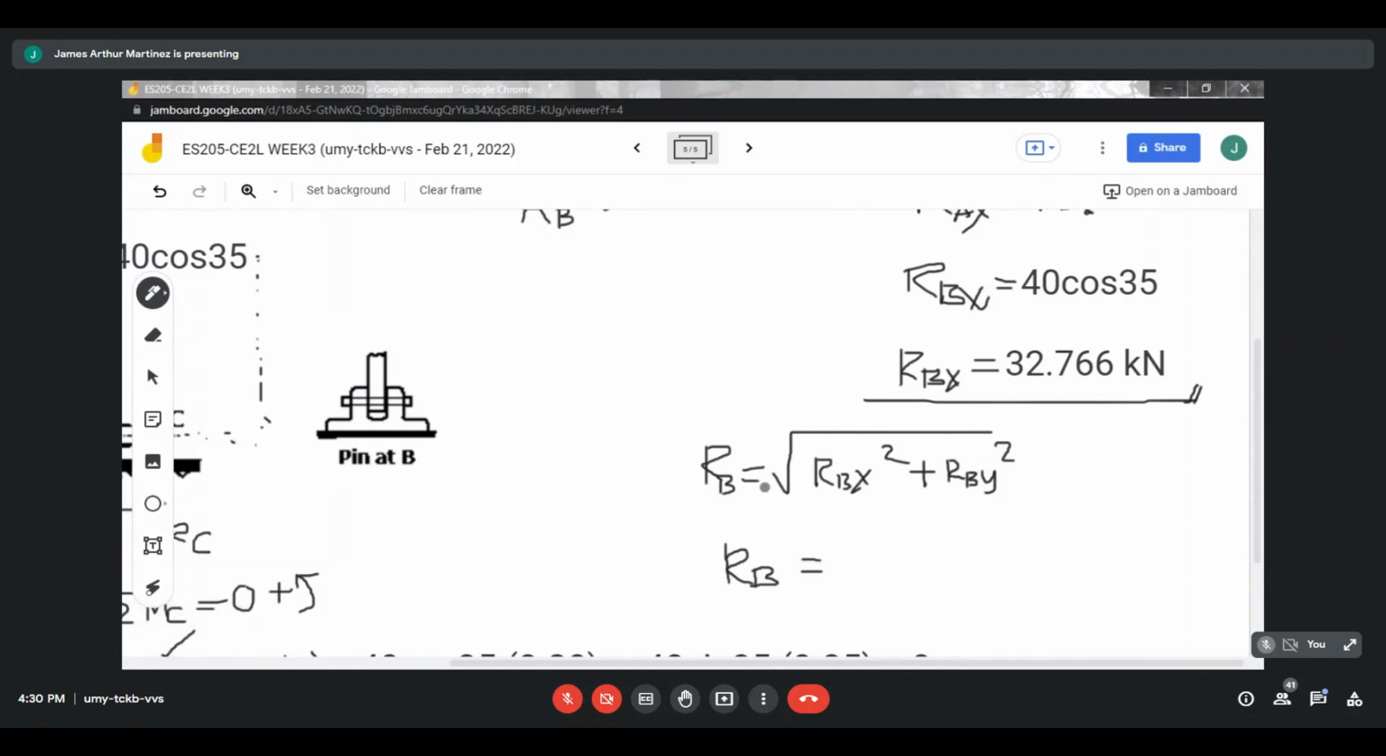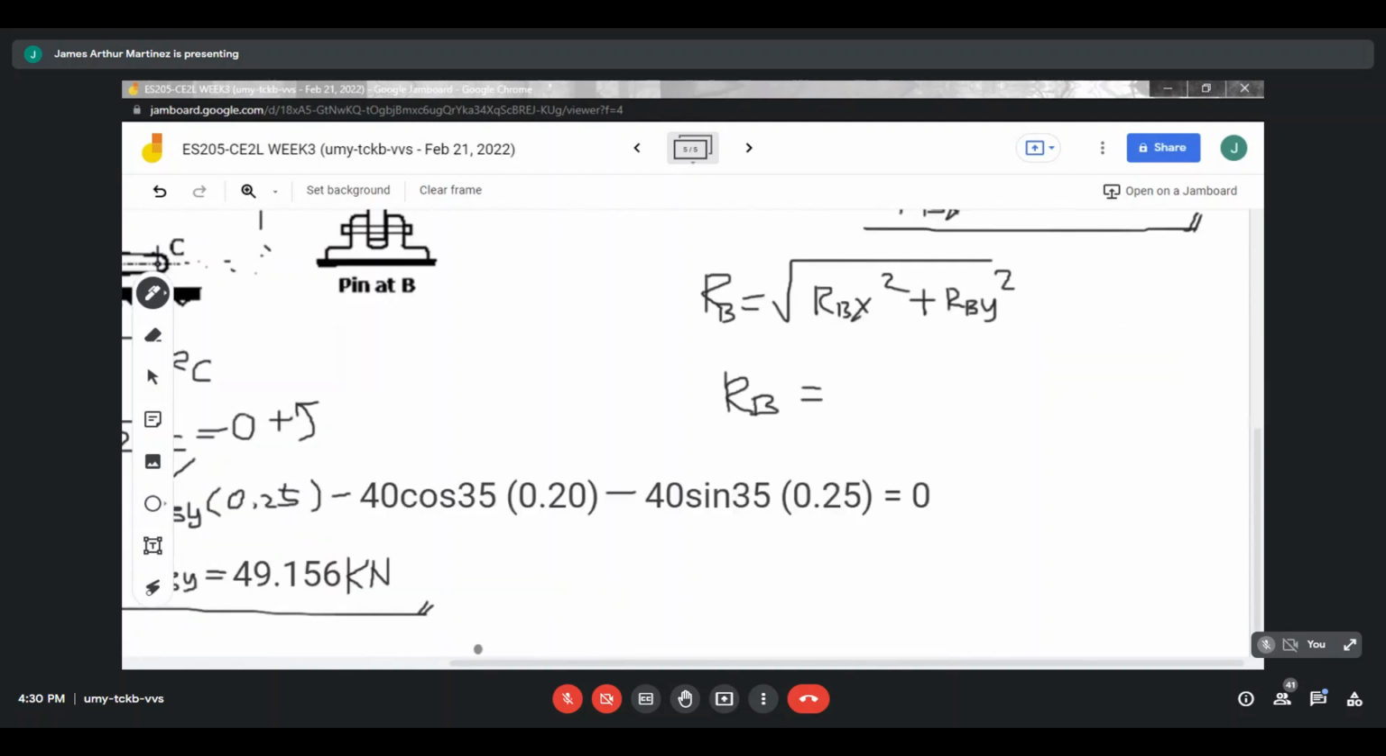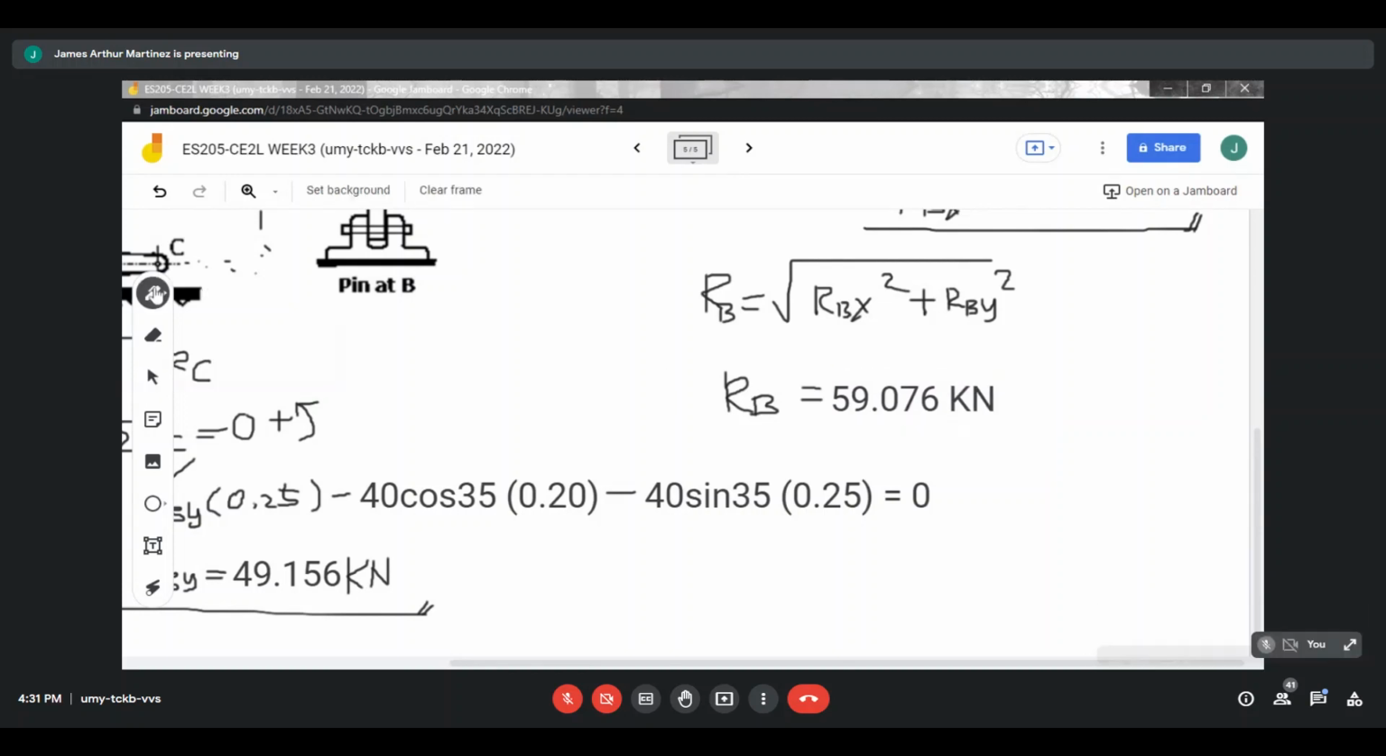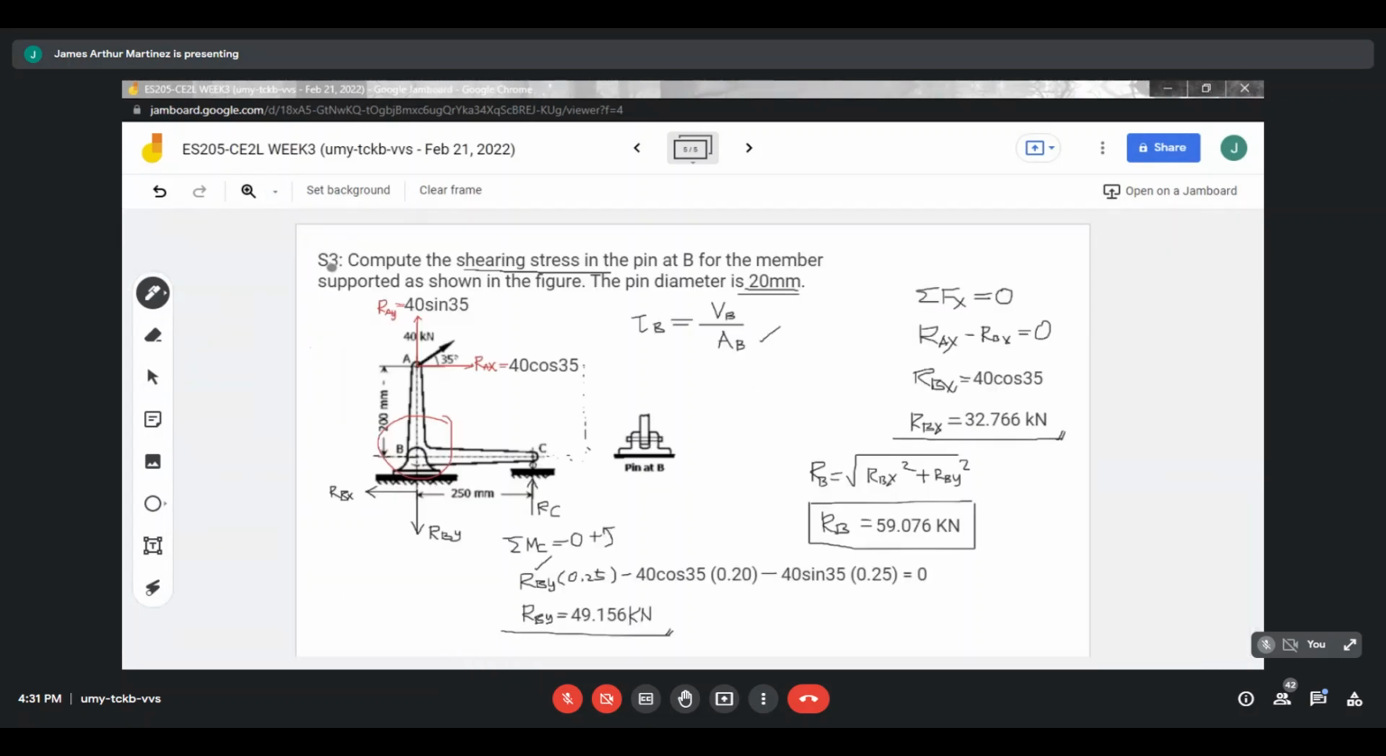So RB therefore is equal to 59.076 kN. So this is the total magnitude acting on point B. However, that is not what we are looking for. So compute the shearing stress. The shearing stress is what we will find.